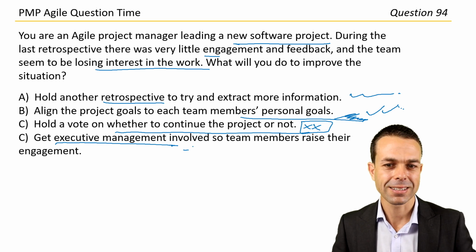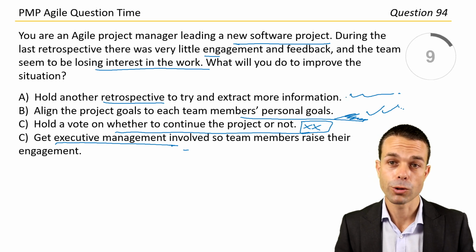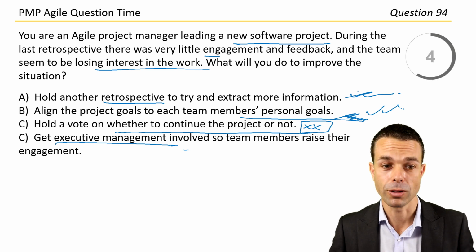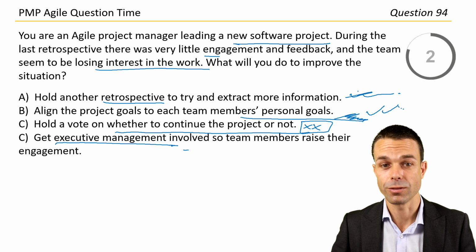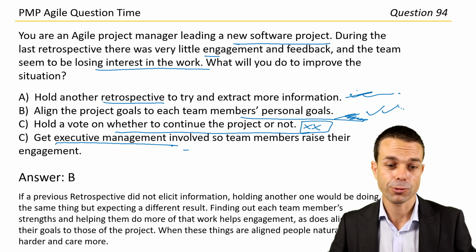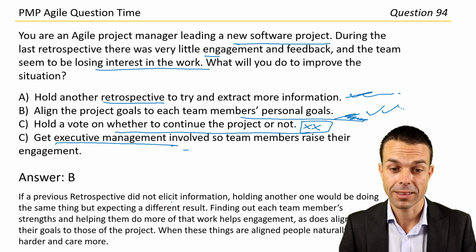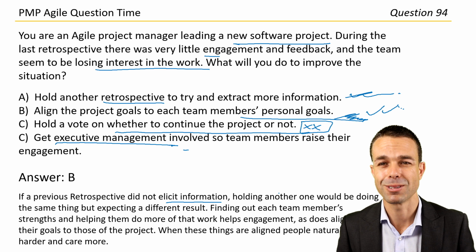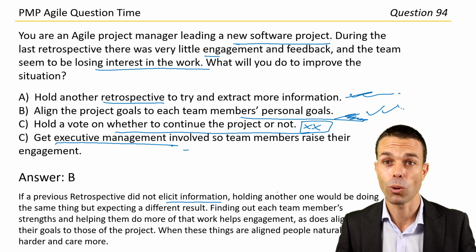So based on that, even though we could hold a retrospective, aligning to a person's goals is the most powerful here to help improve the situation. Let's go with answer B. If a previous retrospective did not elicit the information, then holding another one would be doing the same thing, but expecting a different result. And that's really important to note.